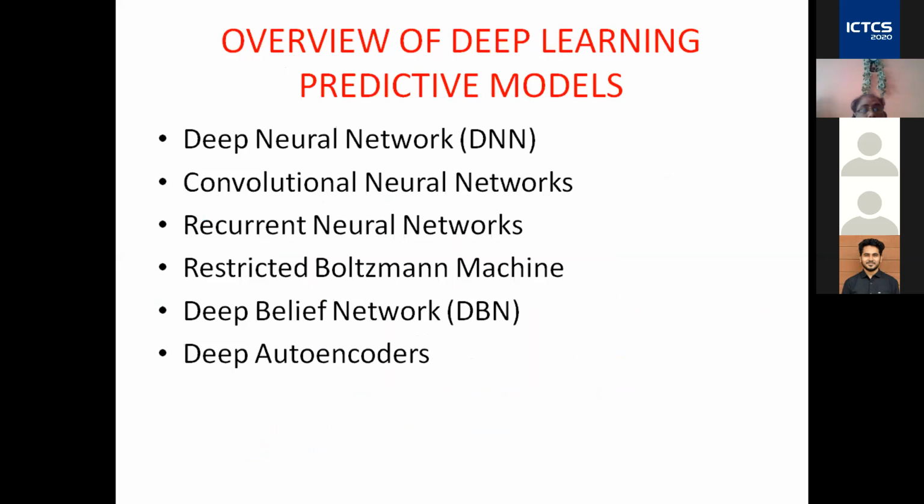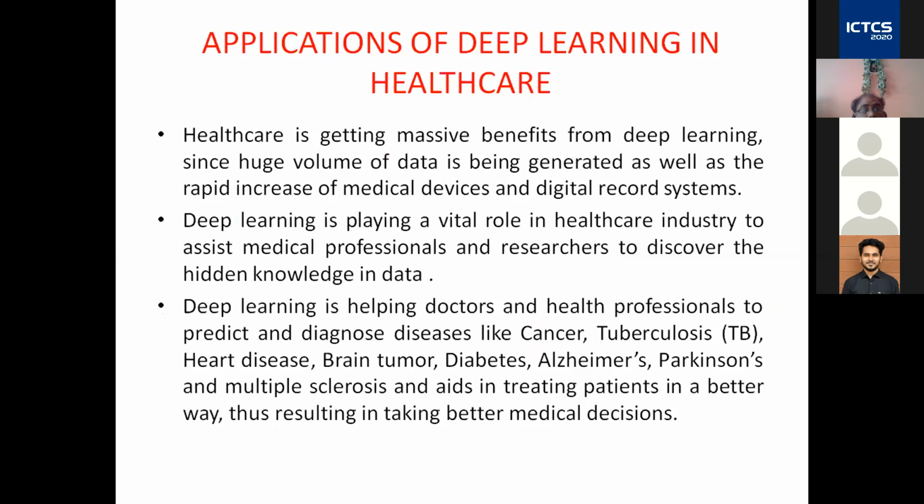Next, in this paper we have overviewed the deep learning predictive models, like deep neural networks, convolutional neural networks, recurrent neural networks, restricted Boltzmann machine, deep belief network, and deep autoencoders. Next, we overviewed some of the applications of deep learning in healthcare. Deep learning is playing a vital role in the healthcare industry to assist medical professionals and researchers to discover the hidden knowledge in data.